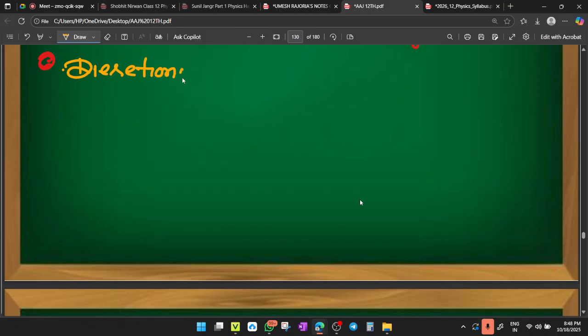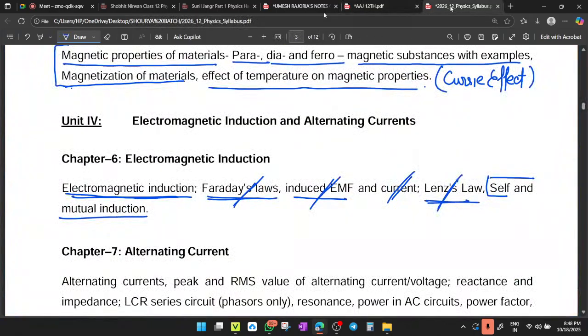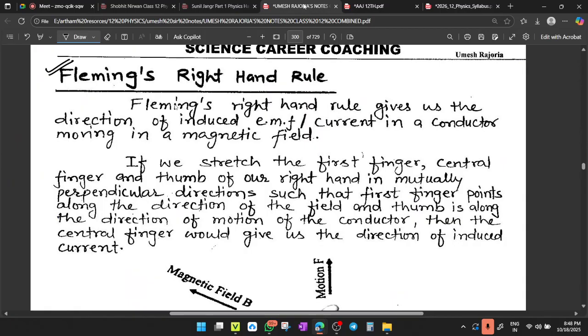Direction of induced current. Yes, so let us read Fleming's right hand rule. Fleming's right hand rule gives us the direction of induced EMF and induced current, because once you have the induced current, you just place plus and minus and you will have the induced EMF direction, in a conductor moving in a magnetic field. Right?